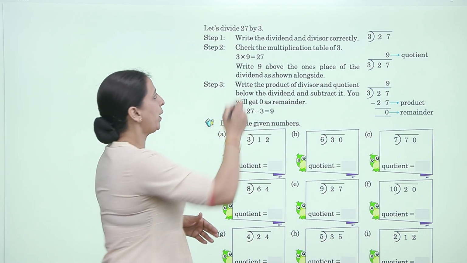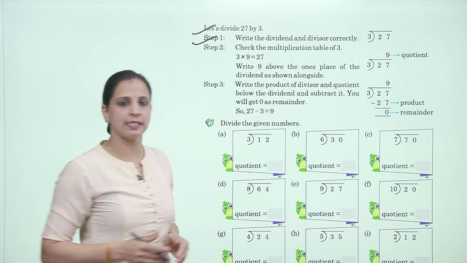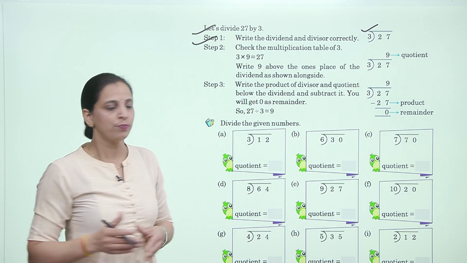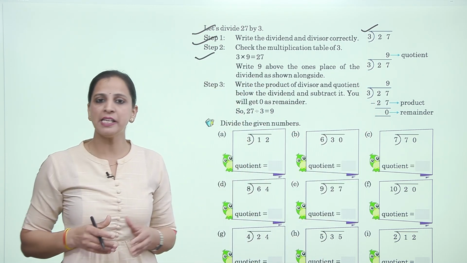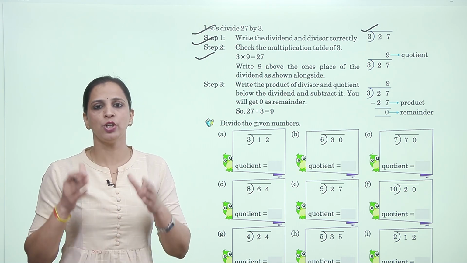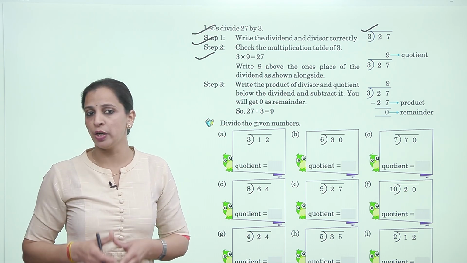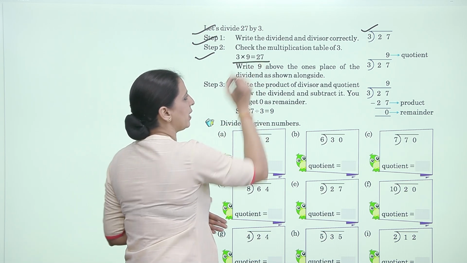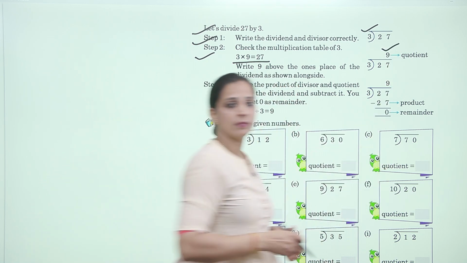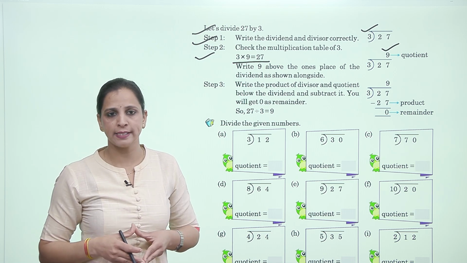Let's divide 27 by 3. Step 1. Write the dividend and divisor correctly. 27 is the dividend and 3 is the divisor. Now step 2. Check the multiplication table of 3. 3 ones are 3, 3 twos are 6, 3 threes are 9, 3 fours are 12, 3 fives are 15, 3 sixes are 18, 3 sevens are 21, 3 eights are 24, 3 nines are 27. Write 9 above the ones place of the dividend as shown alongside.